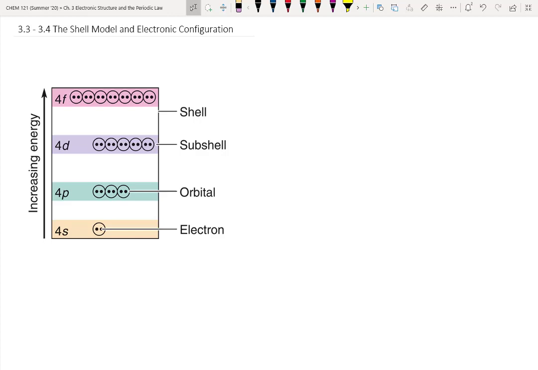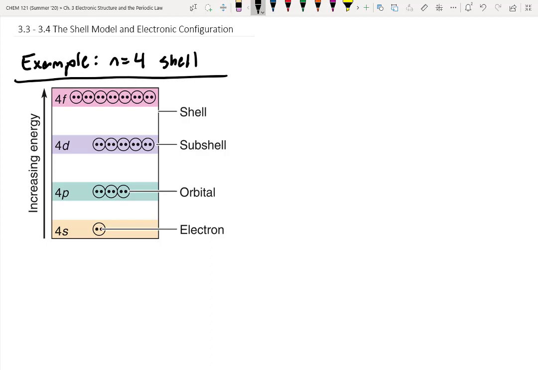Okay, in our last video, we talked about the difference between shells, subshells, and orbitals. And what I've got over here is an example diagram of what an n equals 4 shell would look like. So let's just put this in our notes. We'll say example for n equals 4 shell. Okay, and let's walk through what's going on in this picture.